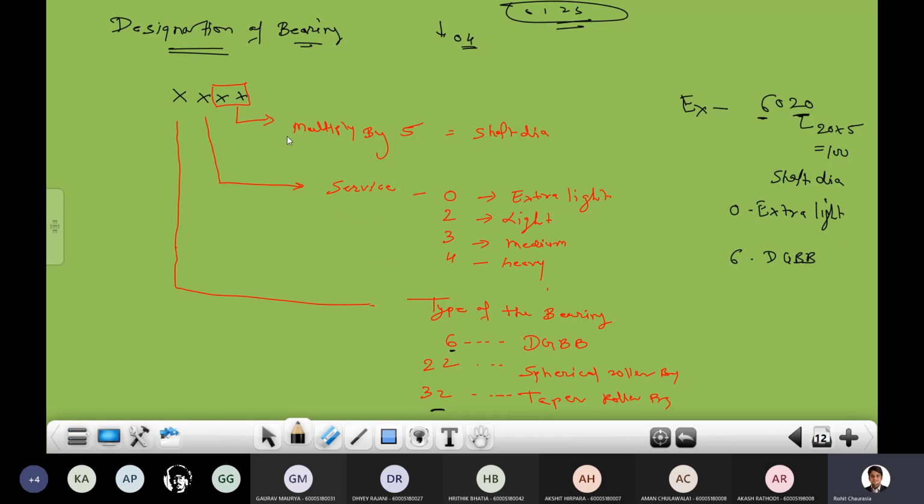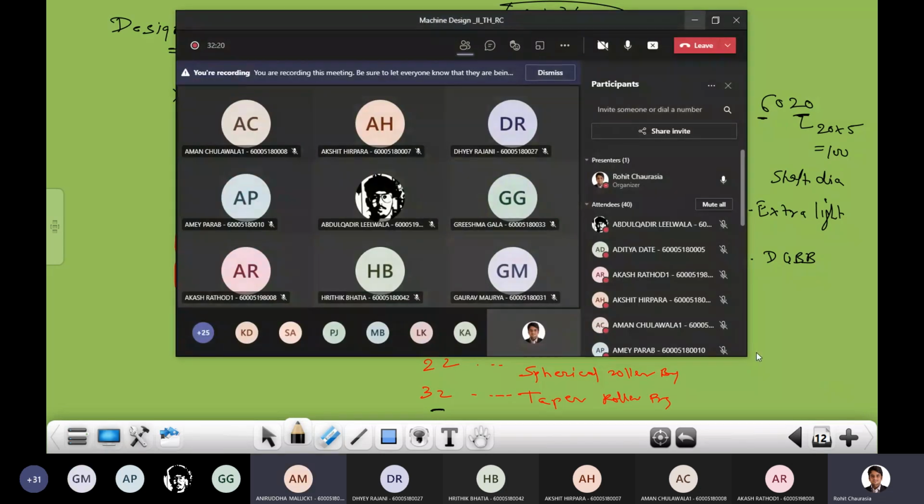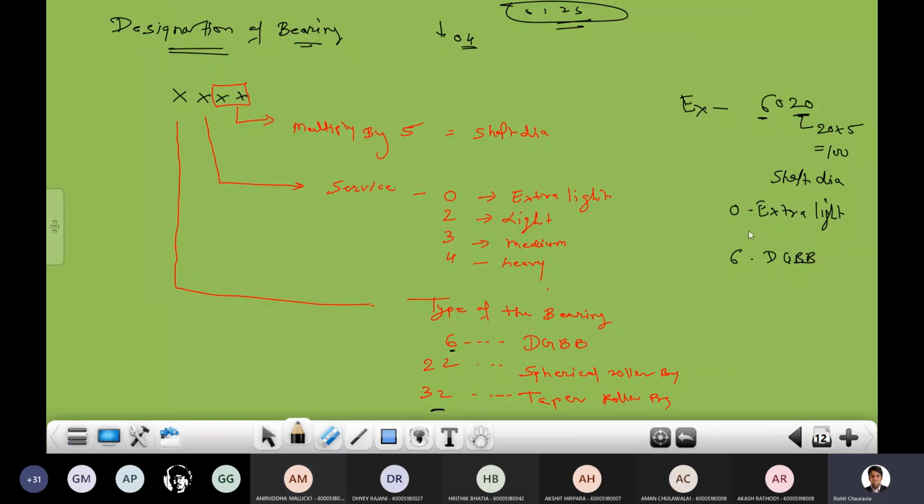This parameter is very important. Without this parameter, we are not able to solve. Yes, anyone? Yes, please say yes or no. Yes, sir. Any doubt? No? Okay. No. Okay.